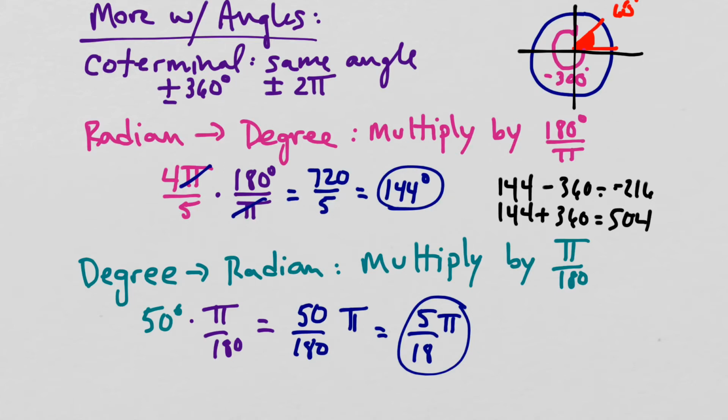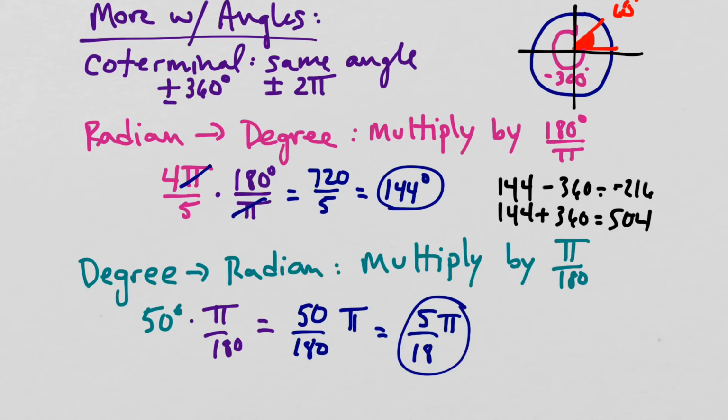We could add 360 again. We could subtract 360 again. All of those would be the same angle, just more rotations going in an opposite direction. Now, typically you want an answer between 360 degrees and negative 360 degrees. Since 144 was given, a coterminal angle of 504, you would just subtract 360.